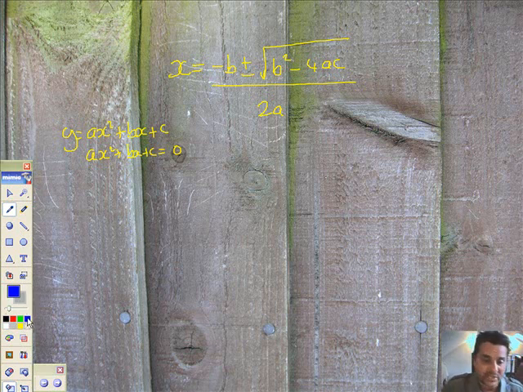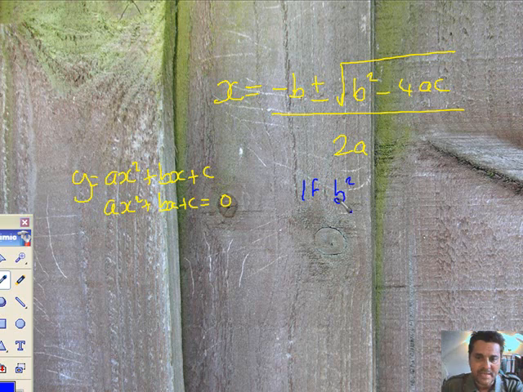Or will it? Now check this out. What happens if b squared equals 4ac? What would happen? Well, whatever b squared is, 4ac will also be the same. If you take away 4ac from b squared and they both have the same value, you end up with a square root of 0.